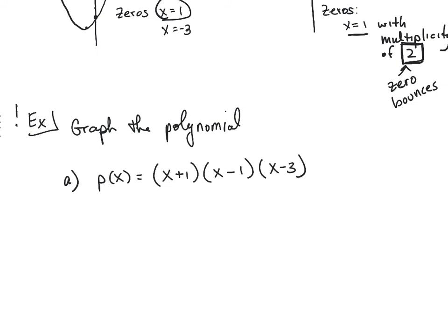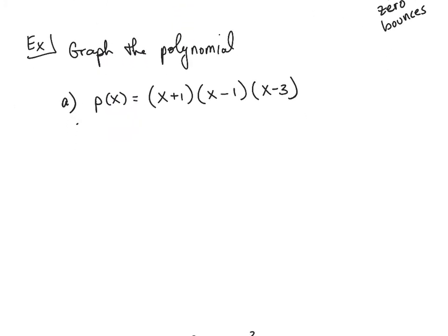Okay, so let's get to actually graphing the polynomial using those three steps. First, we need to find the zeros or the x-intercepts, then we need to find the y-intercept, and then we need to determine the degree of the polynomial so we can have the end behavior. So for part A here, we can recognize that there are three factors. So each of those factors is going to produce a zero.